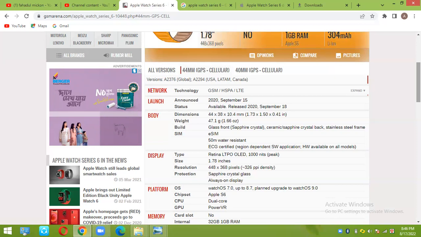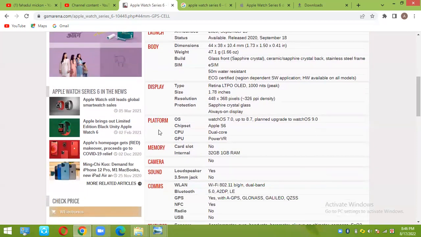When we go to the display section, here we can see the display type is Retina LTPO OLED, 1000 nits peak, its size is 1.78 inch, and its resolution is 448 by 368 pixels. Its protection is sapphire crystal glass with always on display. As you can see, Apple Watch Series 6 has the always on display, so the display will always be open and show your time. It will never go down, it will never close. I told you before that the watchOS that Apple Watch Series 6 comes with is 7, and it can be updated to 8.7, and the planned upgrade is to watchOS 9. So the last update will be 9.